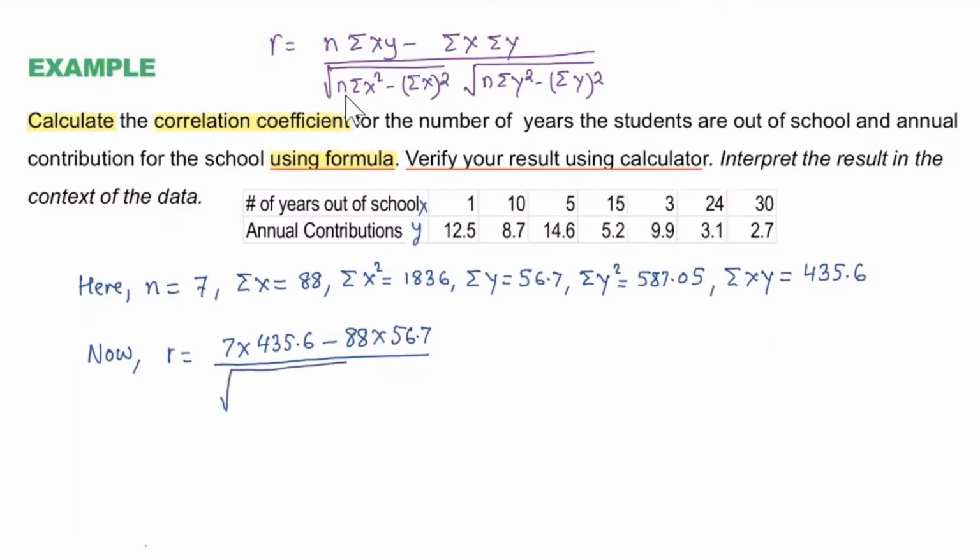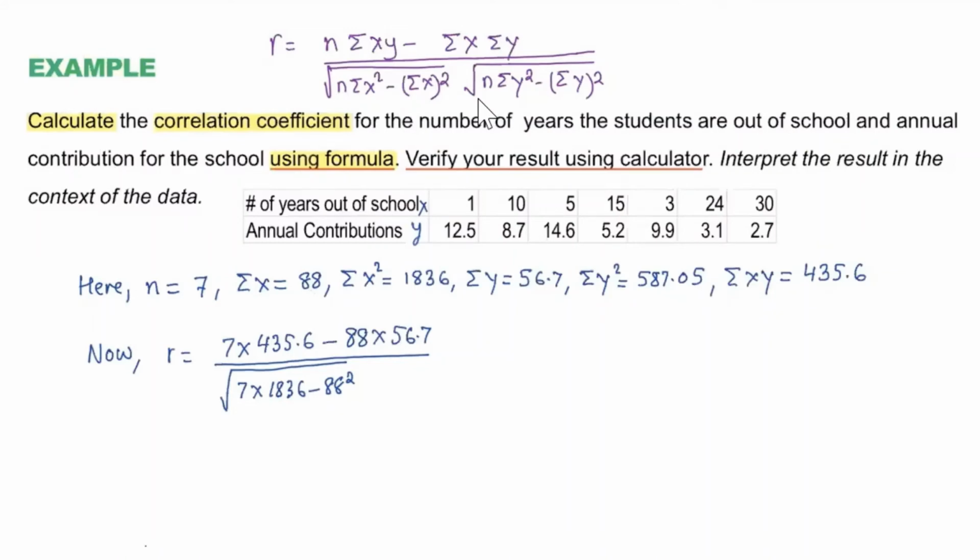Inside the first square root, we have n, which is 7, times sum of x squared. Look here, sum of x squared is 1836. Minus, then we have sum of x, the value is squared. The sum of x is 88, so we have to square that. So 88 squared. So that's what we have in the first square root.